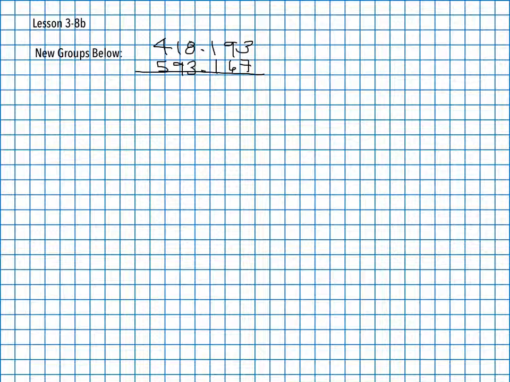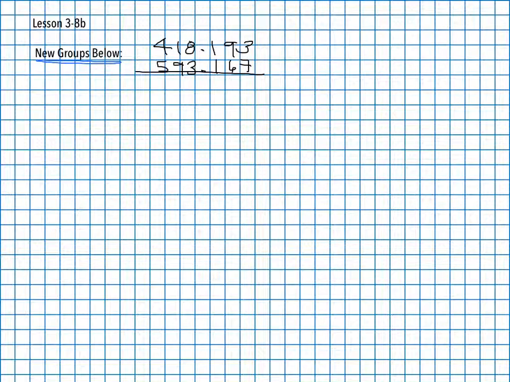And that helps me keep my numbers straight, because sometimes if I'm doing math too quickly, my numbers get all jumbled up. Now we're going to switch to blue for this problem, and now we're just going to start adding. Again, we are doing new groups below.